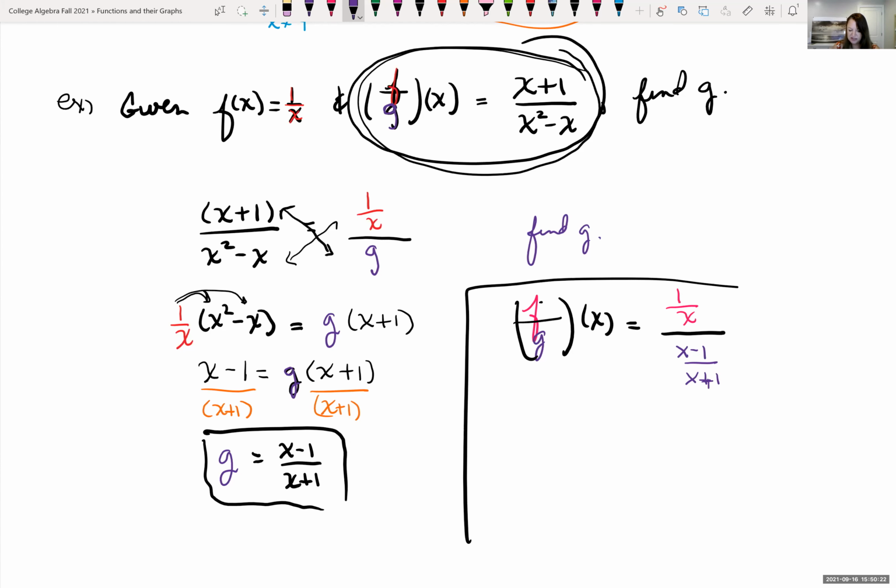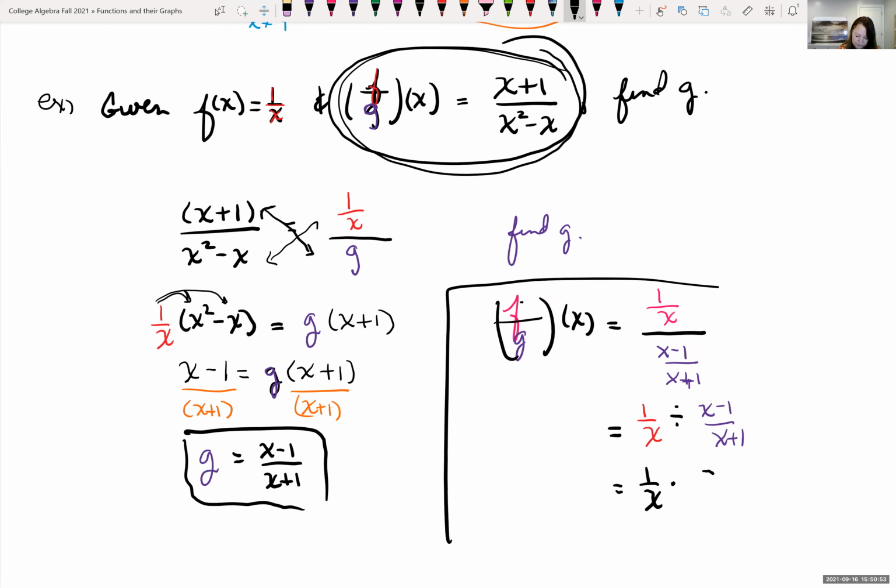There are a couple of ways that we can deal with this. I have a single fraction over a single fraction. So we can think of it as the fraction in our numerator, 1 over x, divided by the fraction in the denominator, x minus 1 all over x plus 1. But division with fractions, we look at the first fraction, which is 1 over x, times the reciprocal of the second fraction. So flipping it, we get x plus 1 all over x minus 1.